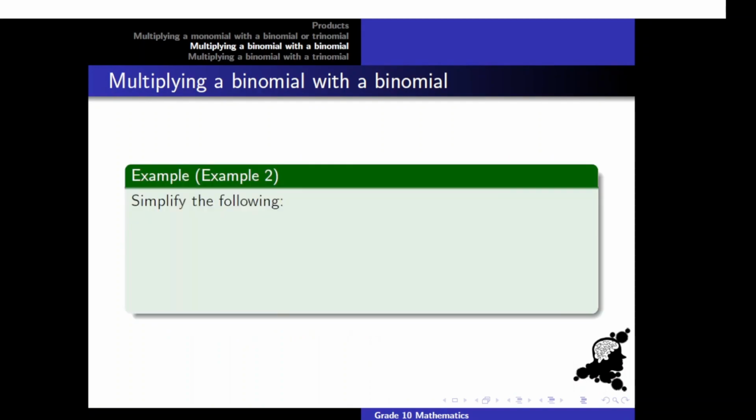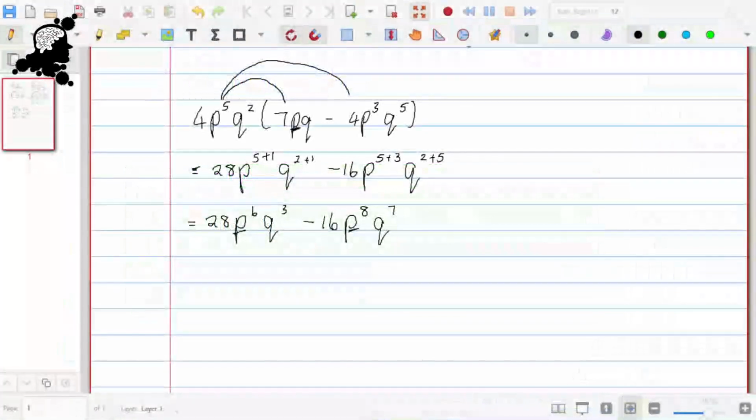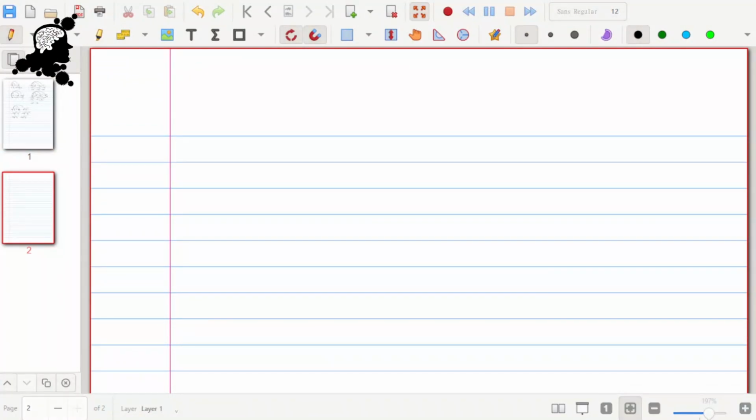Time for an example. Alright, here we are, 2 plus 3y, 6 minus 4y. Let's have a look at it on the writing pad. I'm going to open up a new sheet of paper here. Alright, so what do we have here? We have got 2 plus 3y multiplied by 6 minus 4y.